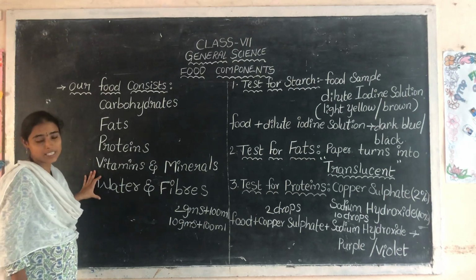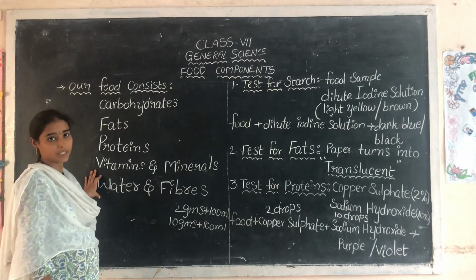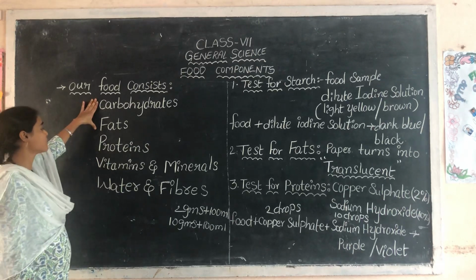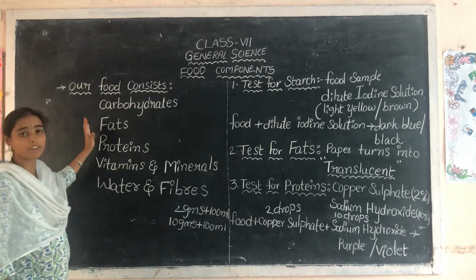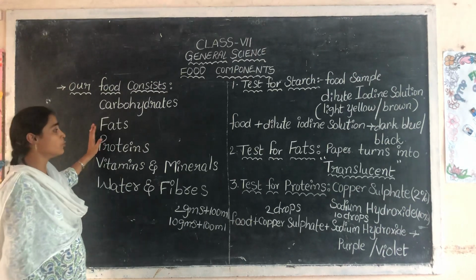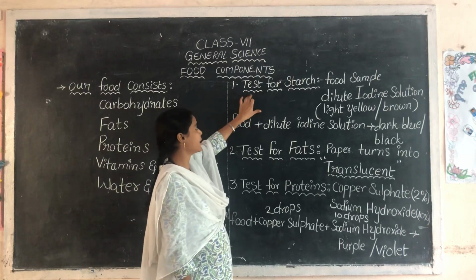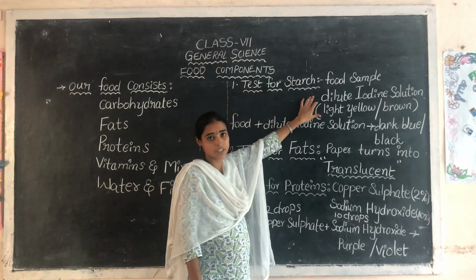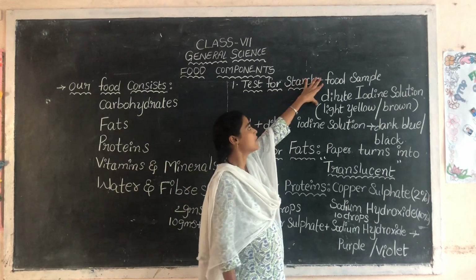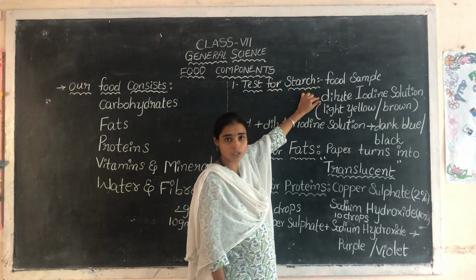Okay. Besides this, water and fibers are also present in our food components. Okay. How do we know all these components are present in our food items? For that sake, we do some experiments. First experiment, test for starch. For this test for starch, we take 2 components. One is the food sample and another one is the dilute iodine solution.